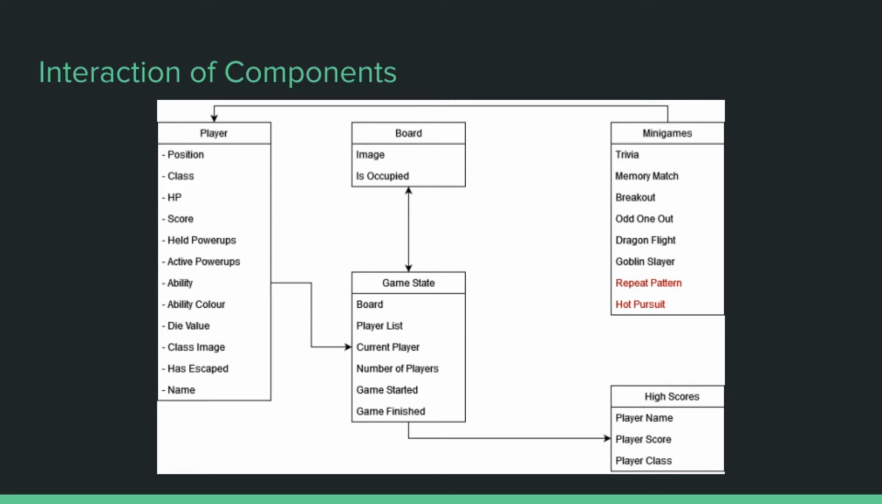In the game state, we will have the board information, a list of players, the current player, whose turn it is, and the current number of players for this game instance, along with whether or not we've actually started or finished a game. Once the game is finished, it will pull the information out of the player list and update the high score table in the database.